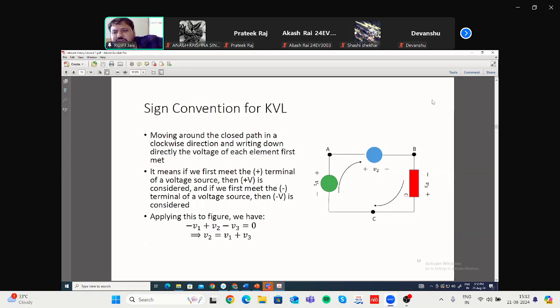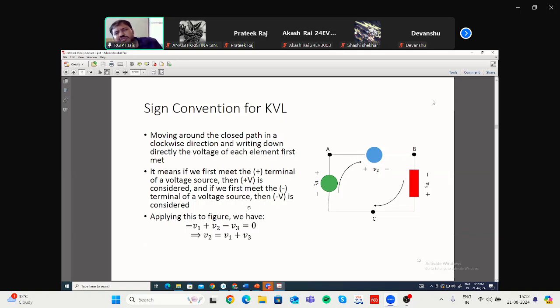Again, moving in a clockwise direction, you are encountering the red element, then you are encountering the minus sign first, so minus V3. So if you take the minus on the right hand side, it will be V2 is equal to V1 plus V3. So these are the basic two concepts of KCL and KVL.